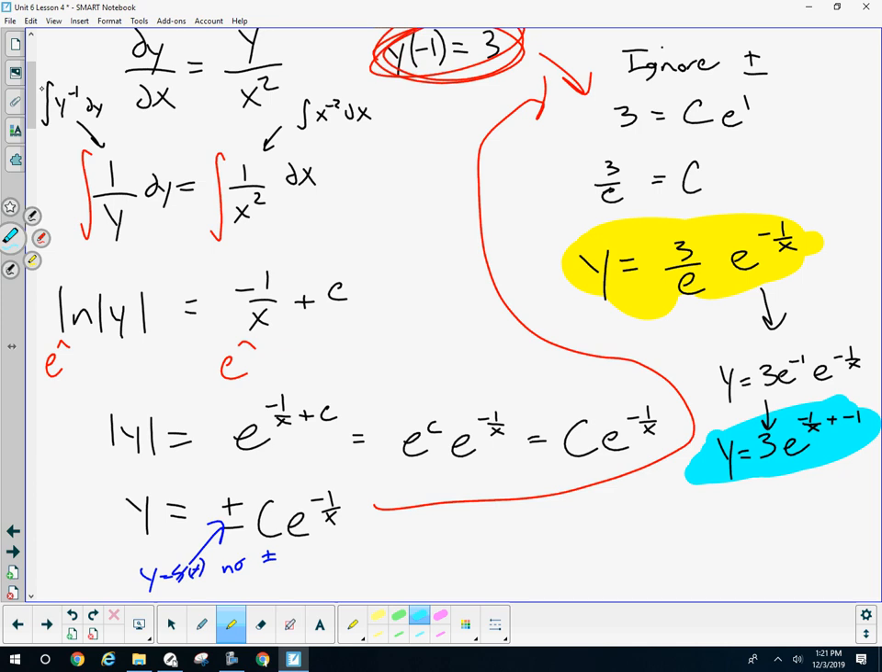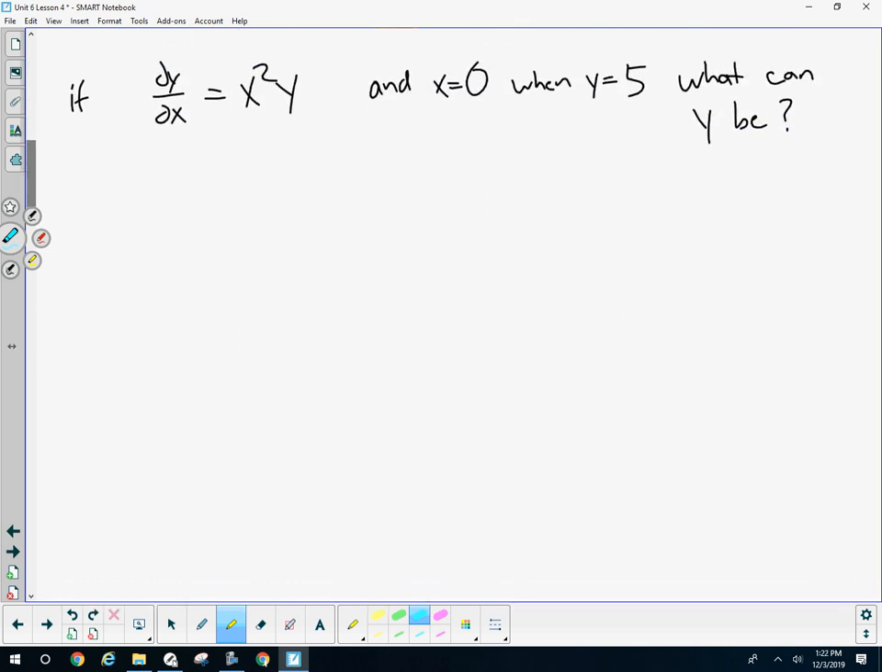Okay? All right, your turn. Go ahead and give this one a shot. The answer is y equals 5e to the 1/3 x cubed. It's a very simple one to do. We all can do it.